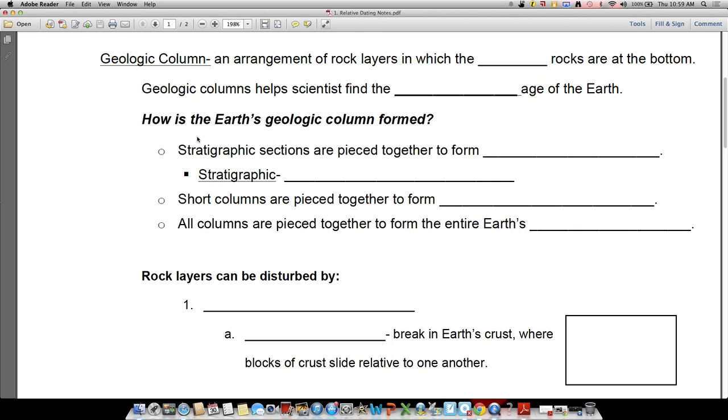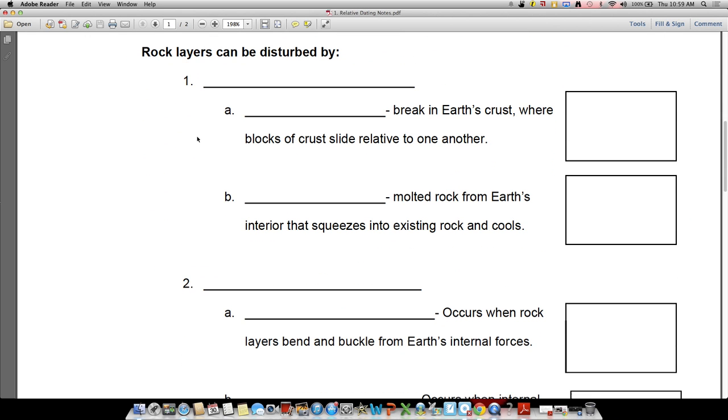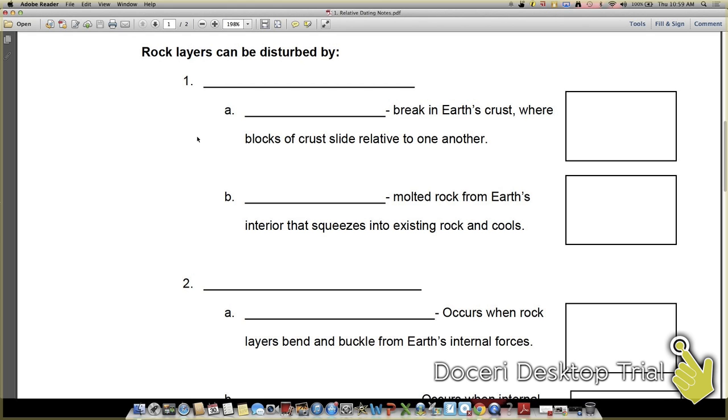Now we're looking at the ways rock layers can be disturbed. This is where the rock layers are broken. That is called a fault. Oh, you broke it. It's your fault. I said that a million times in class.